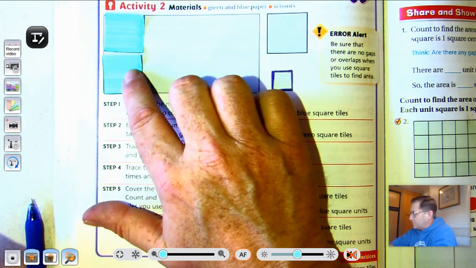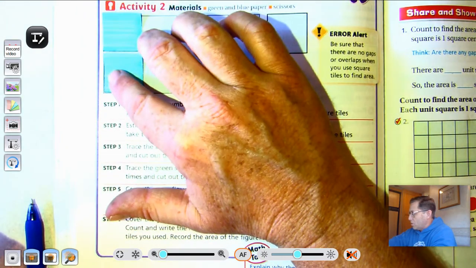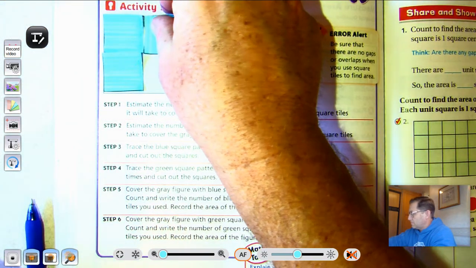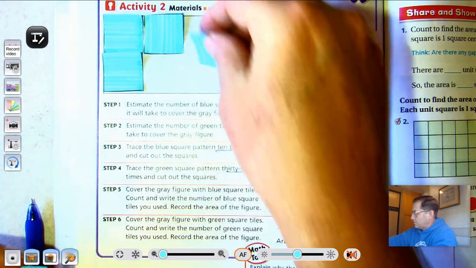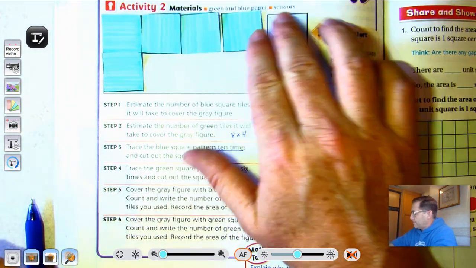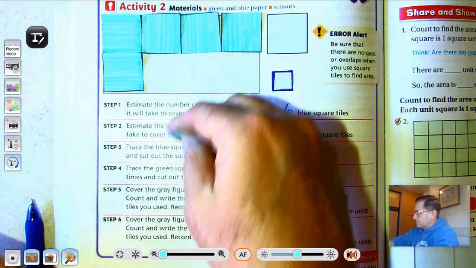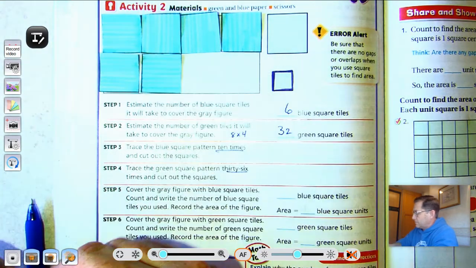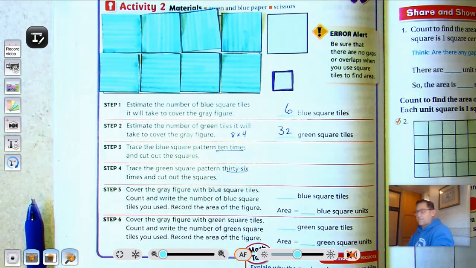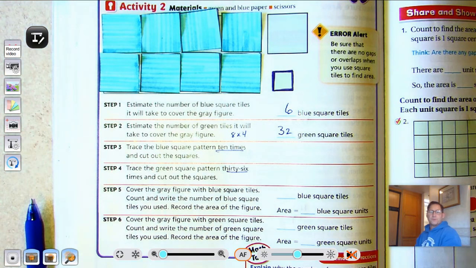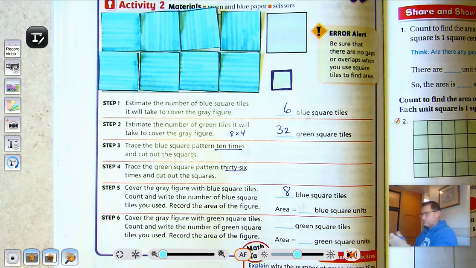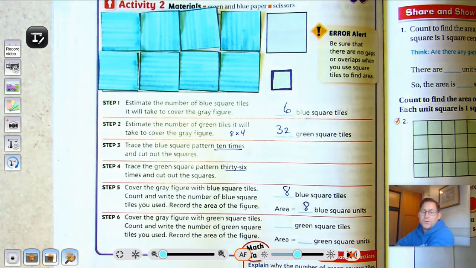So, all right, so we can put 2 down, 2 rows. How many can we fit going across? 2, 3, 4 across. 2 rows of 4, it looks like. Okay, so 2 rows of 4 cover the gray area. So that's 8 blue square tiles. And so the area is 8 blue square units.